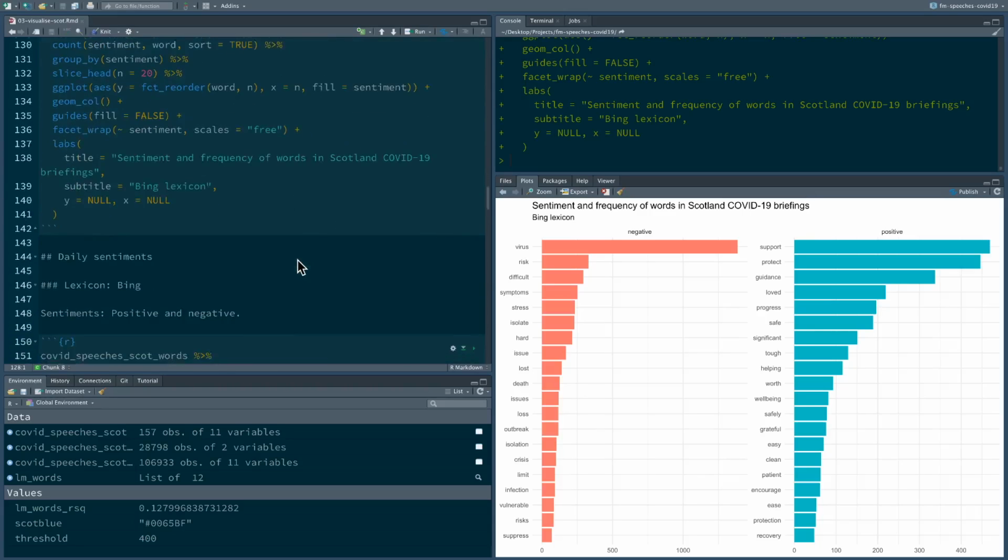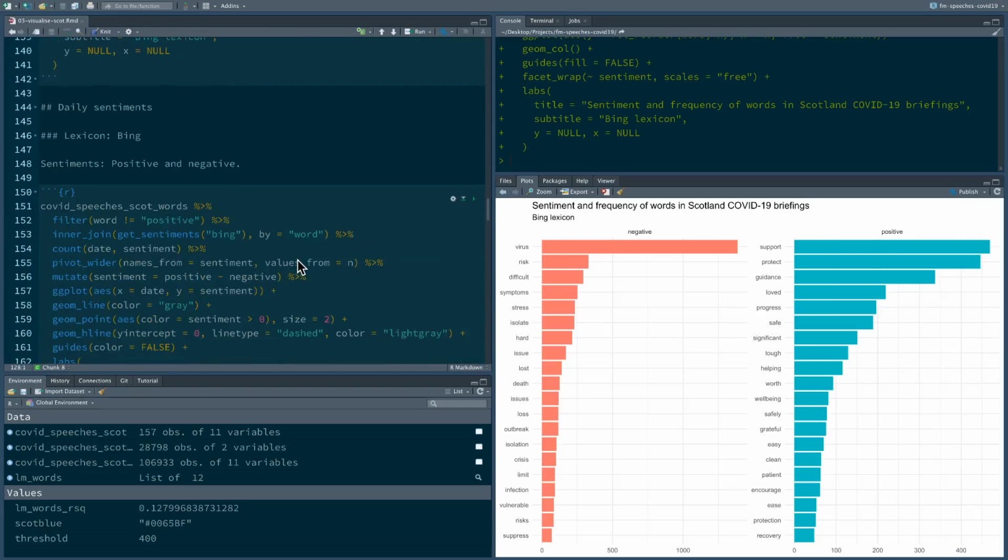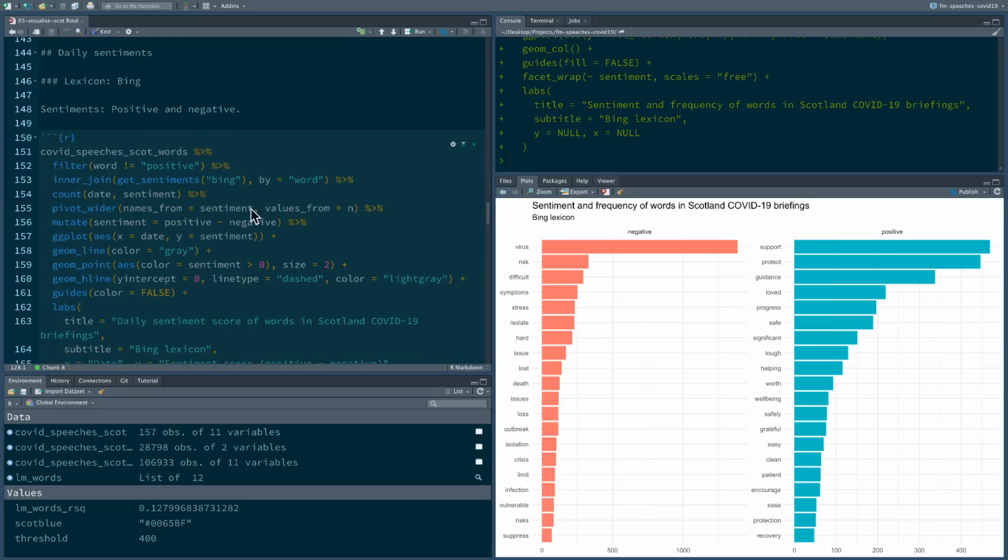The next thing we can look at is how the sentiments have changed over time. So I'm once again going to remove the word positive from here, and I am going to again join the words that I have with the dictionary, or the lexicon, that has the sentiments attached to them. But this time we are going to make a plot of the positive and negative sentiments over time. But how are we going to do this?